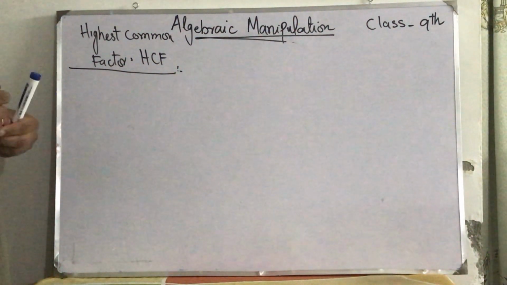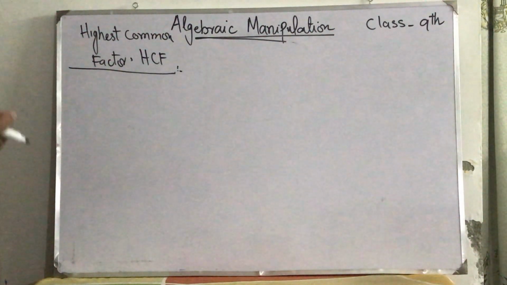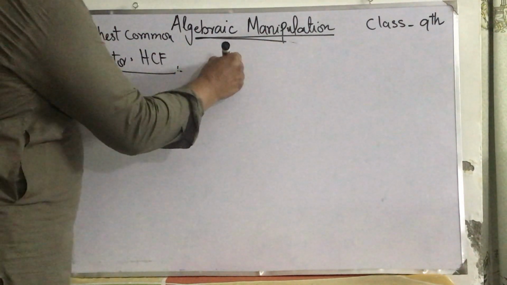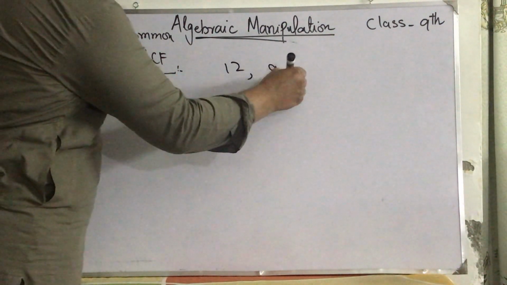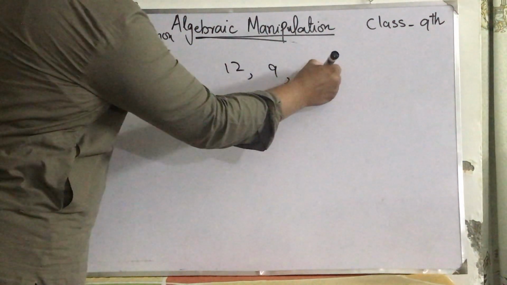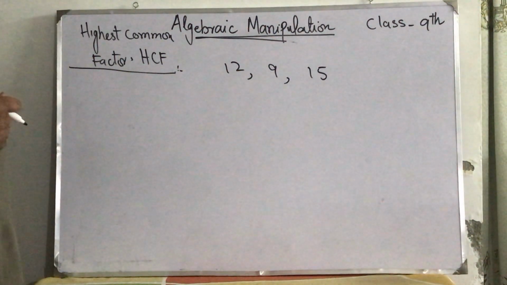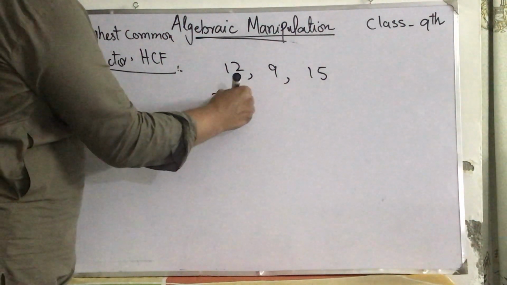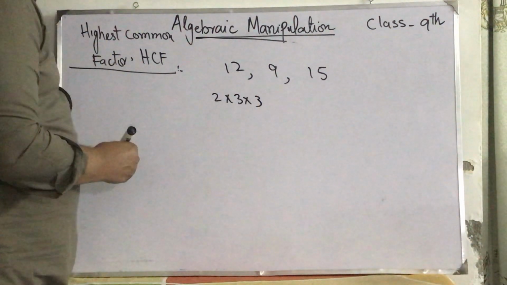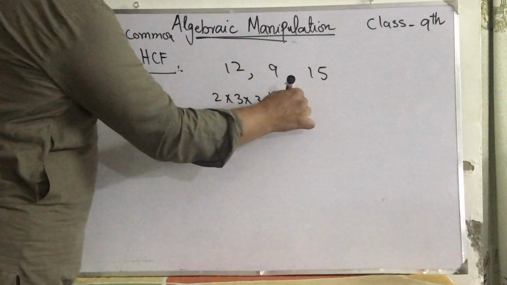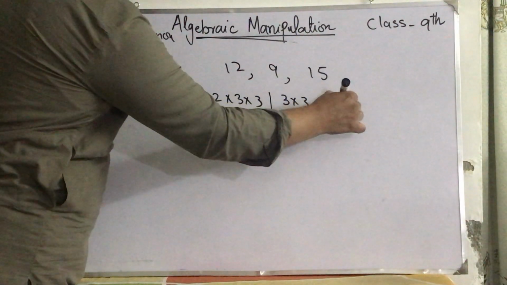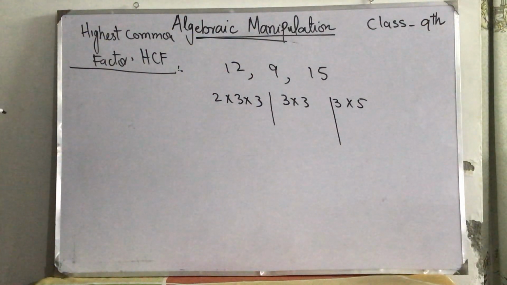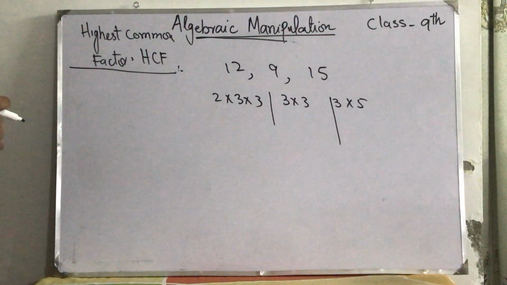In the previous classes, you know how we find the HCF of given numbers, like if you have 12, 9, and similarly 15. We write their factors. The factors of 12 are 2 multiply 3 multiply 3. Similarly, we write the factors of 9 as 3 multiply 3, and of 15 as 3 into 5. Now we are going to find their HCF.